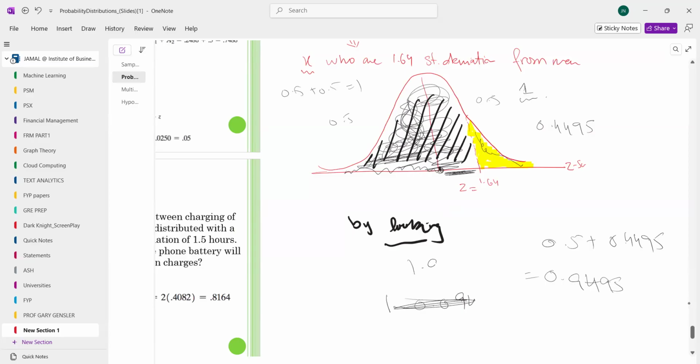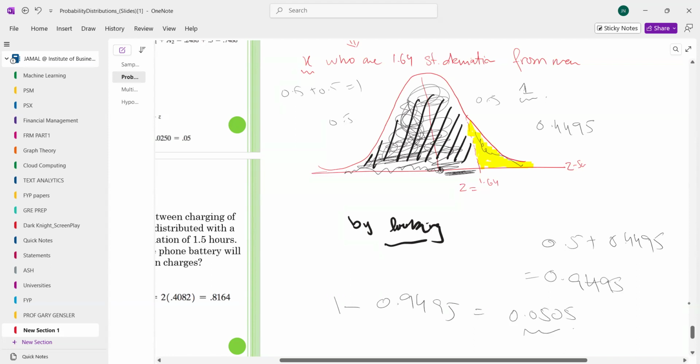1 minus, because the area under the curve is 1. So 1 minus 0.9495 is going to give me the probability of any of my returns that are going to be 1.64 standard deviations away from my mean. So that's the probability. I hope that you understand this concept.